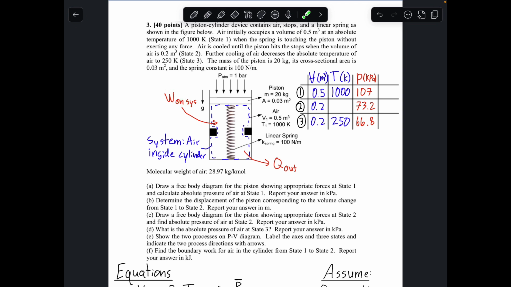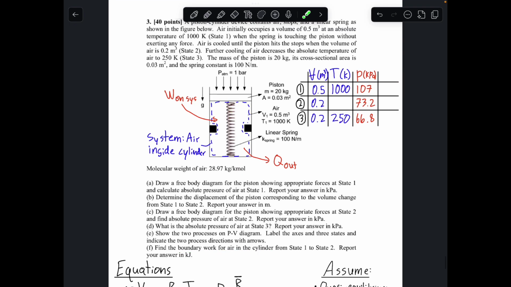If they were asking for that, then we'd have to incorporate the spring and the work from the atmosphere, the work from the piston, and figure out what all of those are. But they're just asking about the boundary work for air inside the cylinder. And this is going to be the work that the air does by pushing up on the bottom face of this piston here to basically resist being compressed as this piston moves downwards. So this is going to be our boundary work that we care about.